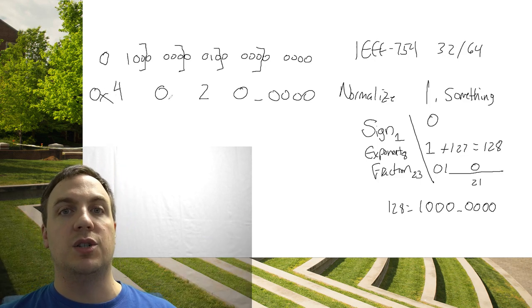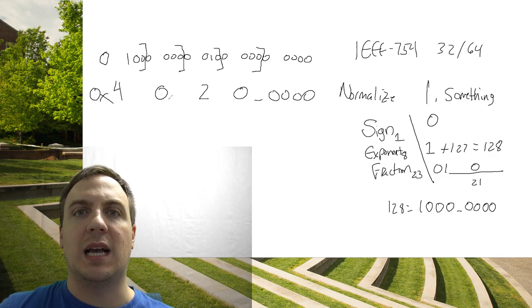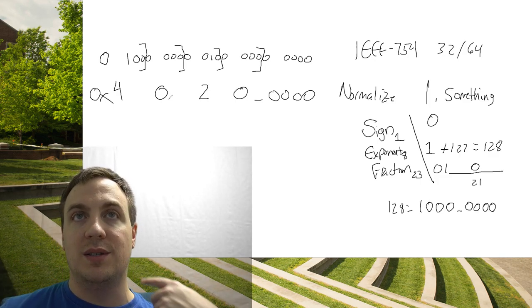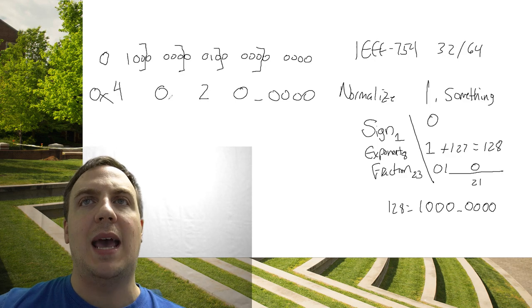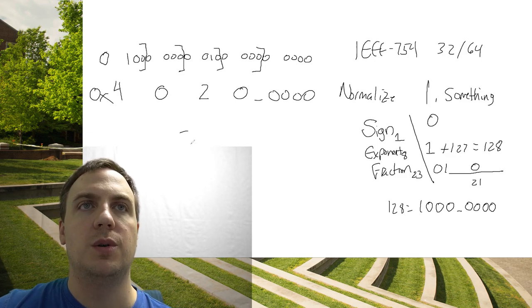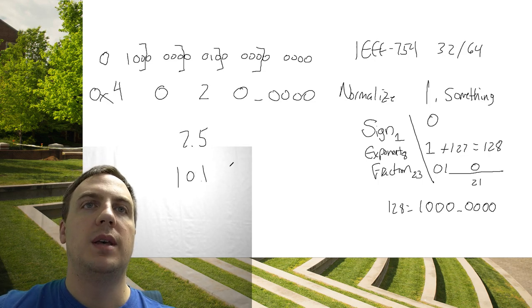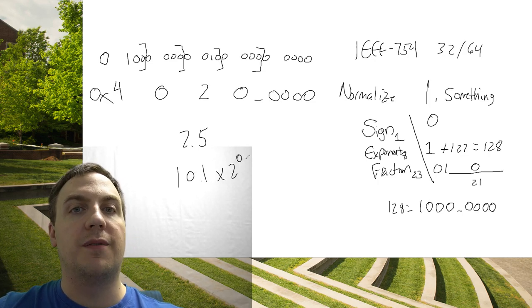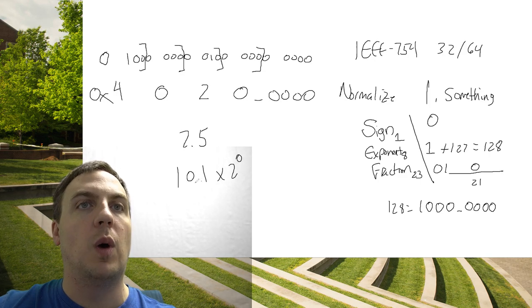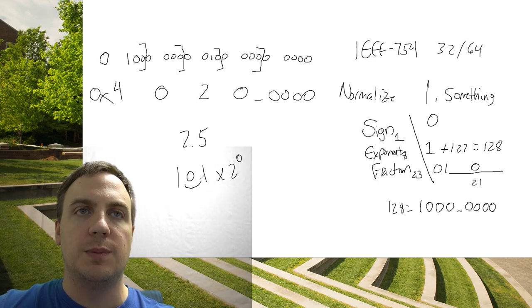So this is how it's actually stored inside the computer. Now we write it in hex because you don't want to write out 32 ones and zeros like I did up there. So in hex, this is what the number 2.5 is. So remember, 10.1, that's times 2 to the 0. Our very first thing we have to do is normalize it. That means it has to be 1 point something. To do that, we move the decimal over to the left.